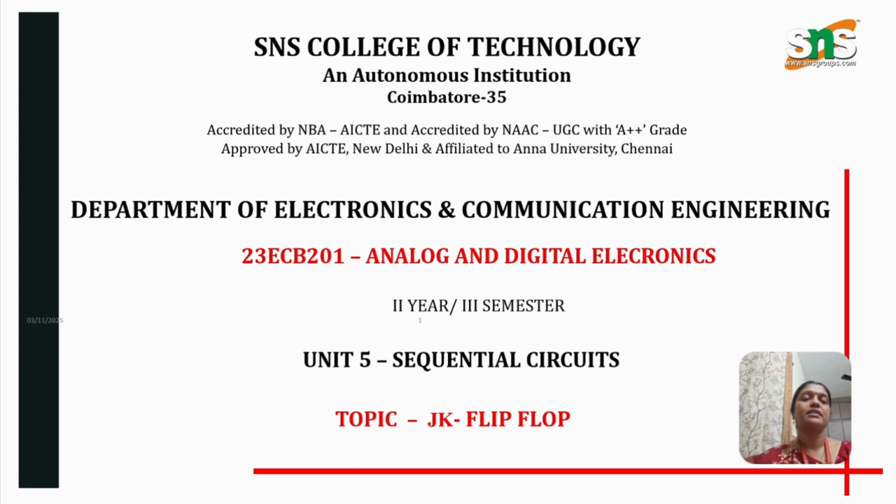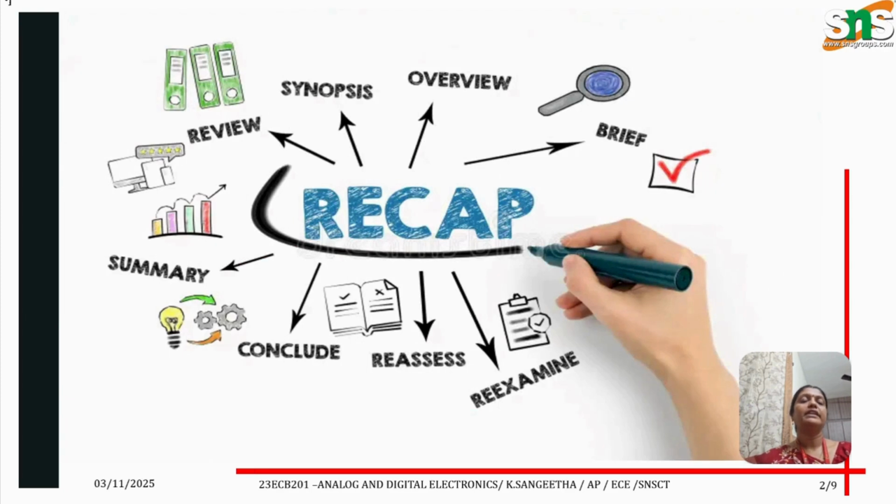So today's topic is JK flip-flop. Let us have a small recap about the previous video. In the previous video, we discussed SR flip-flop and D and T flip-flop. In SR flip-flop, S means set and R means reset, and if both inputs are high, that is S is equal to 1 and R is equal to 1, the flip-flop moves to the invalid state. This can be eliminated by using D flip-flop, and T flip-flop is toggle flip-flop.